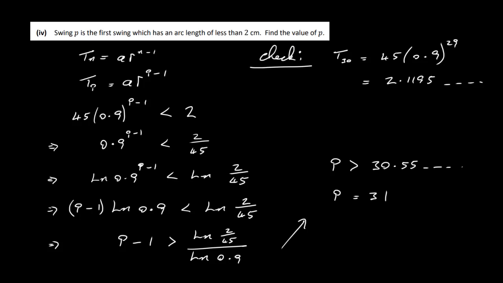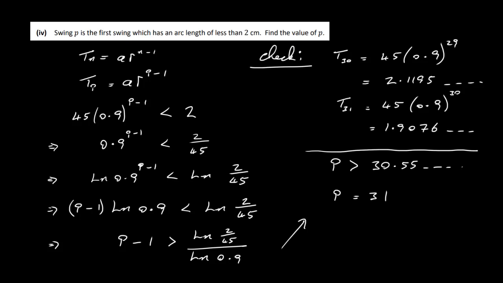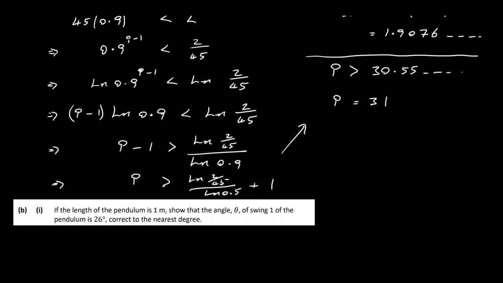Well, let's say we pick T31. That's going to be 45 times 0.9 to the power of 30. And when you work that one out, you get 1.9. So this is the first one that's going to be under 2 centimeters. So you can see that the swing number is going to be swing 31. Okay, so that's number 4.